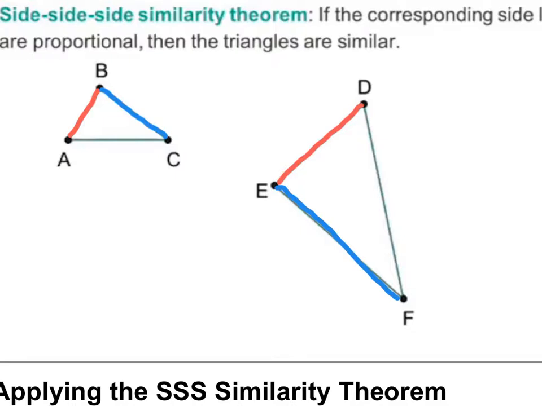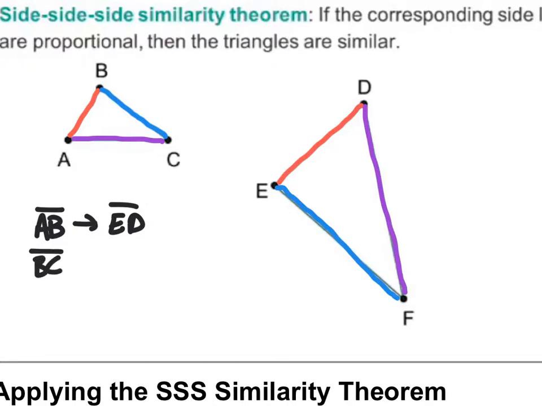And then I'm going to highlight this in purple. I'm going to say that AC corresponds with DF. Okay, so you can see it on the paper, but let's just write this out so that we have it written down. I'm going to say that AB, that segment corresponds with ED. BC corresponds with EF, and AC corresponds with DF, all right.